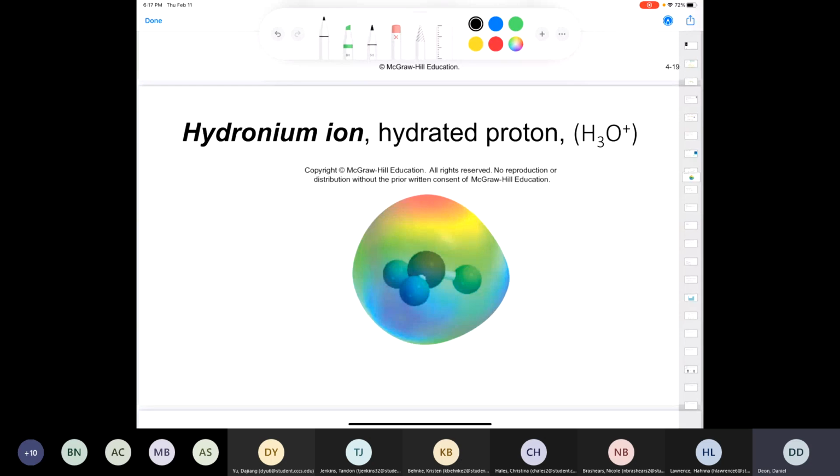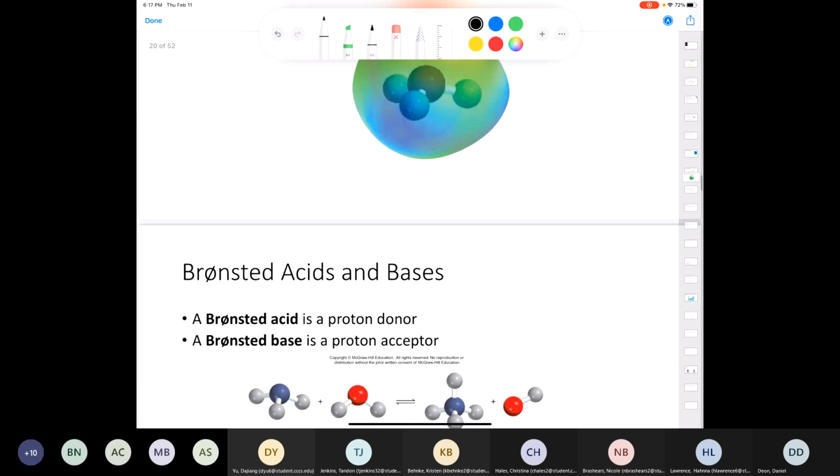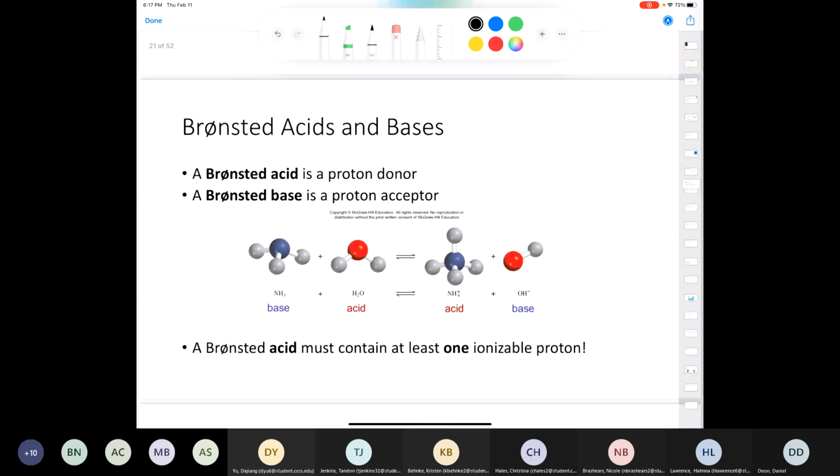Again, the hydronium ion is nothing more than a hydrated proton. When we look at a broader definition of acids and bases, we move on to the Bronsted theory of acids and bases, or the Bronsted definition. It's a little bit simpler definition, but even though it's simpler, it actually covers a broader range of acids and bases. It says a Bronsted acid is a proton donor. Remember, a proton is H+, and a Bronsted base is a proton acceptor.